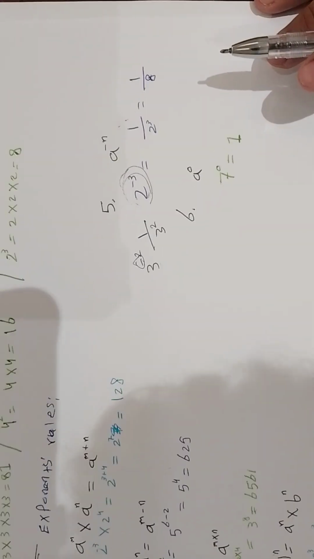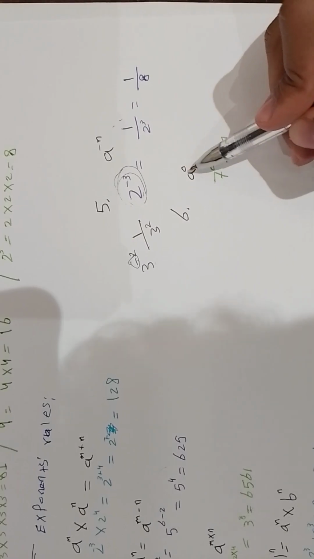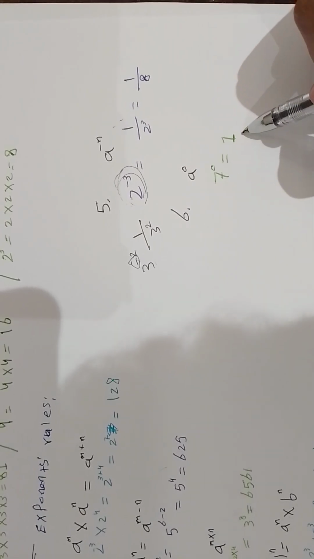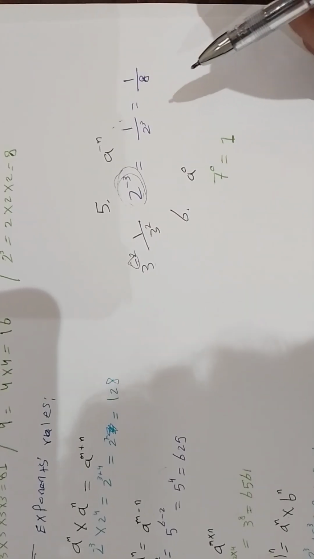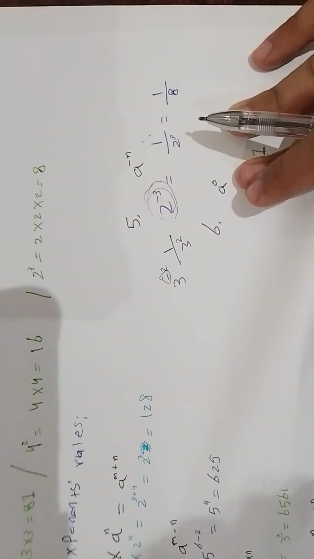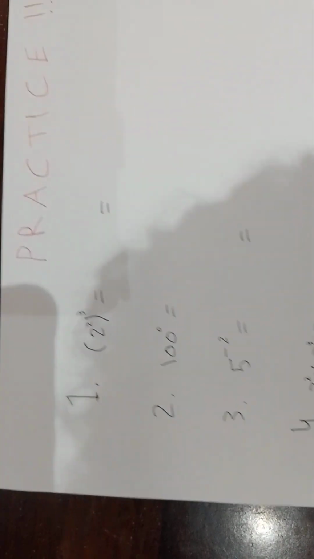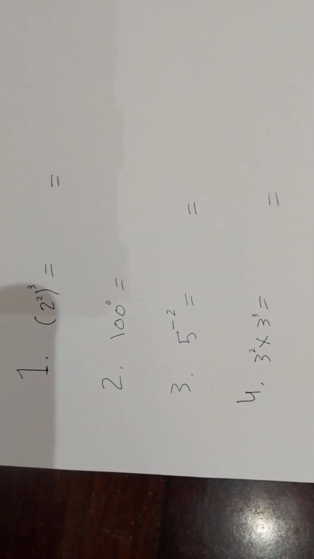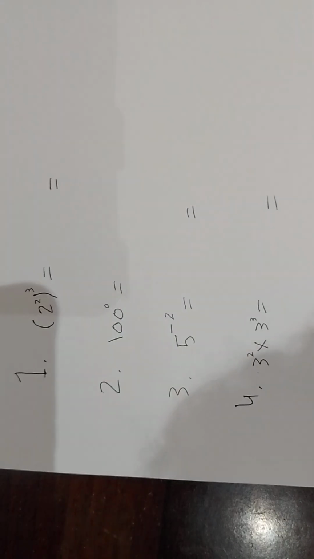Okay, the last rule is that whenever a number is raised to the power of 0, the result would be 1, even if it's a million to the power of 0, it would be 1. So let's go to some practice equations. Pause the video and try to solve these equations on your own. Solve all of them on your own.